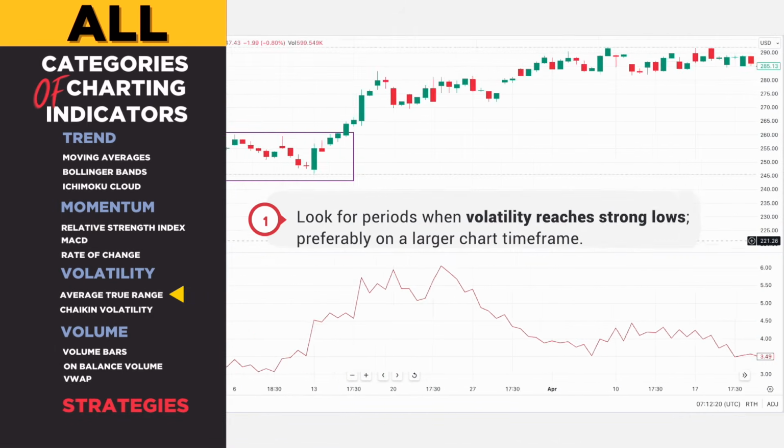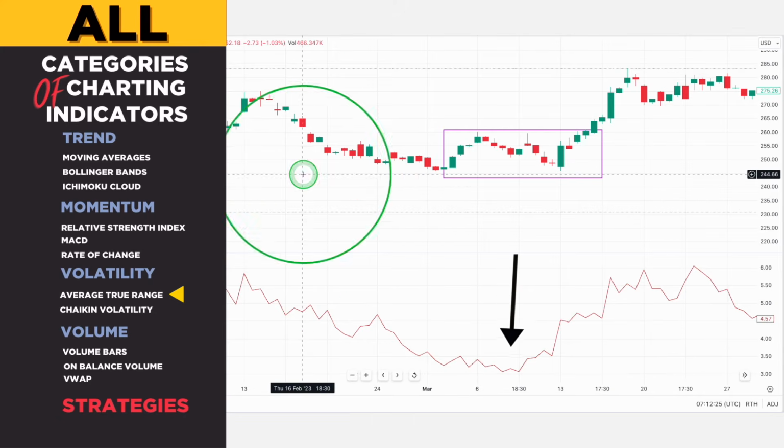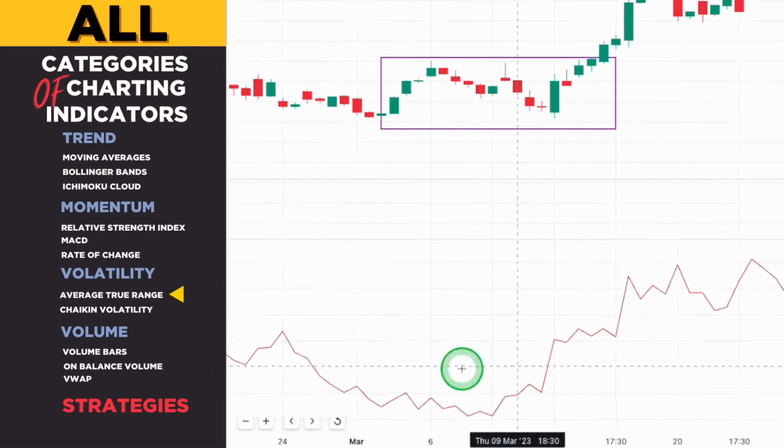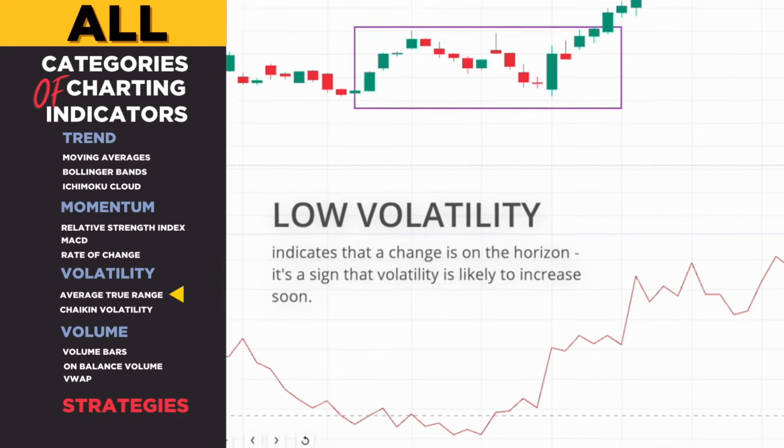So first, you want to look for periods where the volatility is at a low point, usually on a higher time frame chart. So this low volatility is going to show that a change is more than likely going to happen. It's a sign that the volatility is likely to increase pretty soon.